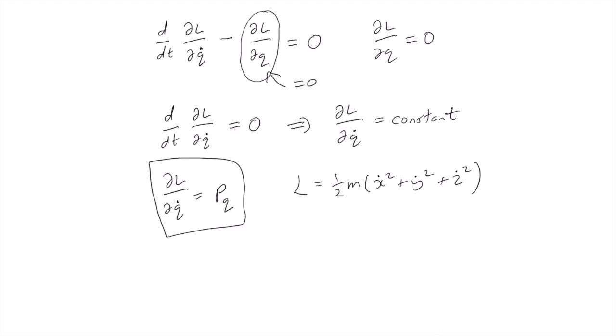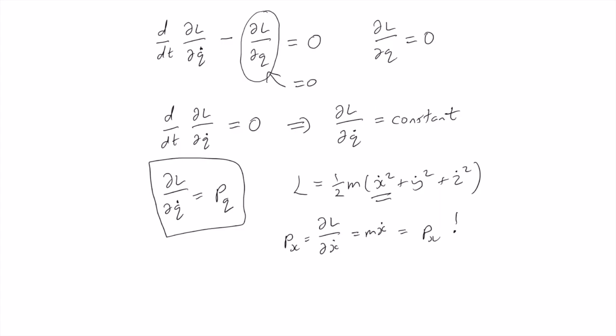Let's check. What are they? That derivative is just m x dot, or m times the velocity in the x direction, which is our familiar Newtonian component of the momentum. So that makes perfect sense, and you can see that it follows for the other coordinates as well. As we know, for a free particle with no potential, the momentum is conserved, and we now see why that is in terms of the Euler-Lagrange equations.